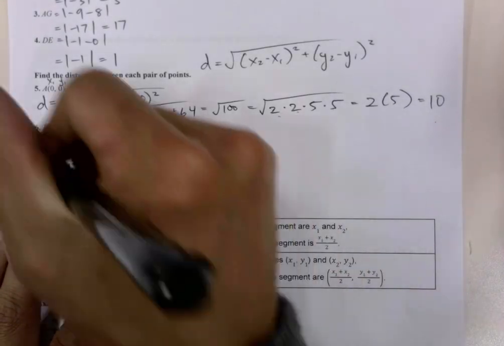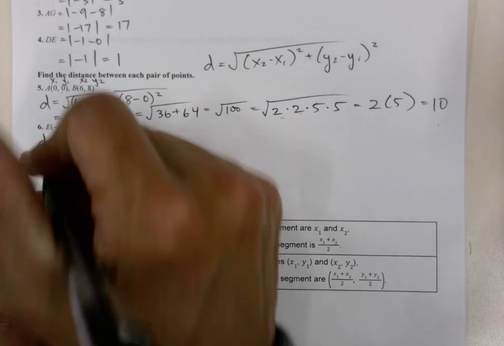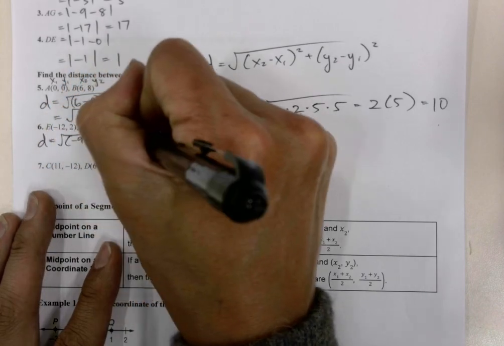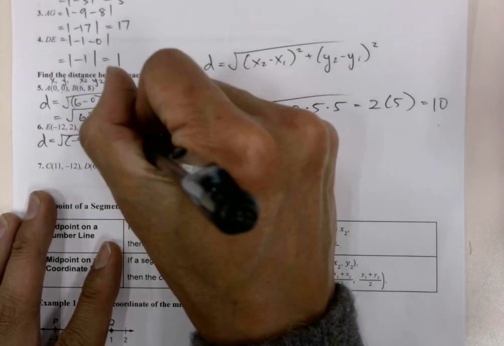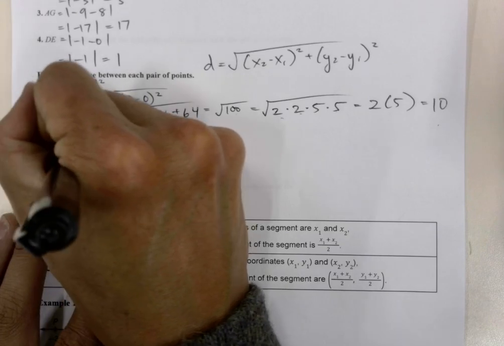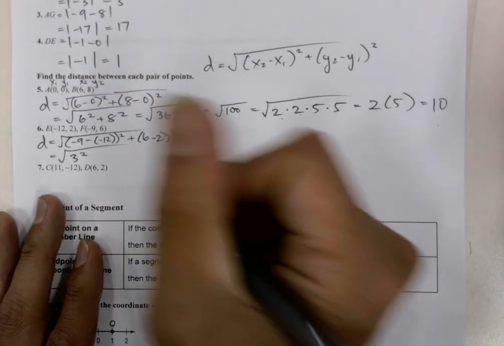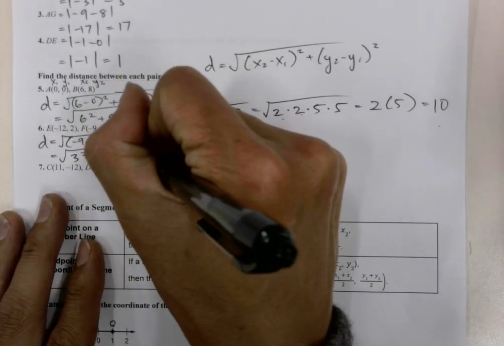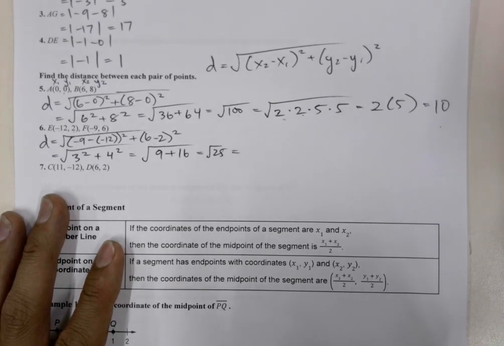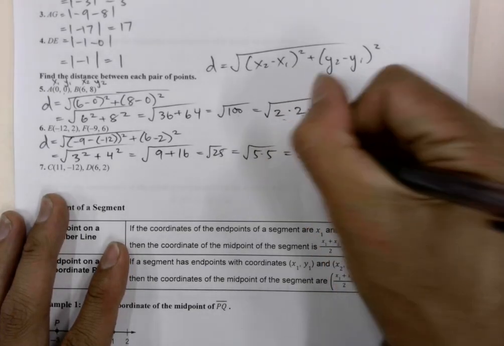Let's go ahead and do number 6. d is equal to the square root of x2, which is -9, minus x1, which is -12, squared, plus y2, which is 6, minus y1, which is 2, squared. That simplifies to -9 plus 12, which is positive 3 squared, plus 4 squared. So that's the square root of 9 plus 16, which is the square root of 25. Prime factorization of 25 is 5 times 5. We have 2 5's, so we can pull one out.